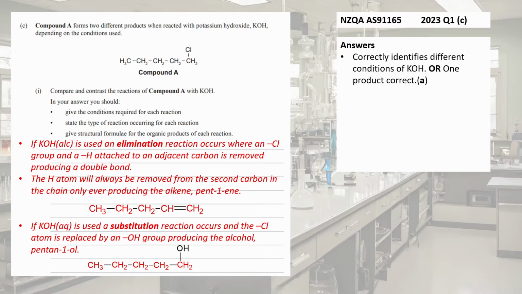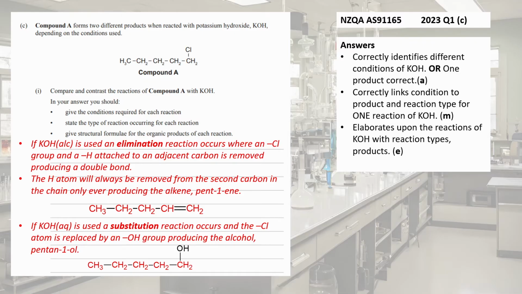So when we mark this, there are two different conditions, KOH alcohol and KOH aqueous, which they didn't tell us. They give us an achieved if we had one of the products correct, but only an achieved for one of these ideas. If we correctly link the condition of the product to the reaction type, so if we said KOH alcohol was elimination, for one reaction we get a merit. Okay, that seems pretty straightforward, pretty easy, that one.